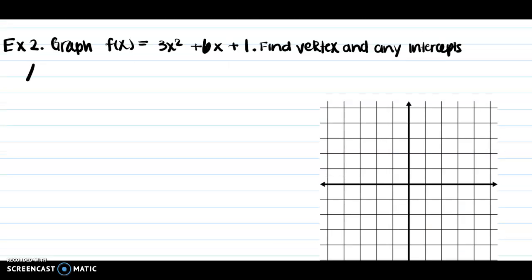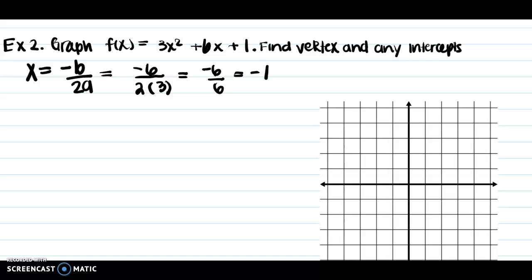All right, so we have the formula x equals negative b over 2a, which, remember, is the axis of symmetry, but it's also the x-coordinate of the vertex. So we're going to plug that in. So b is 6, that would be negative 6 over 2 times a, which is 3. So that would be negative 6 over 6, which equals negative 1. So now we have the x-coordinate of the vertex, but we have to find the y.